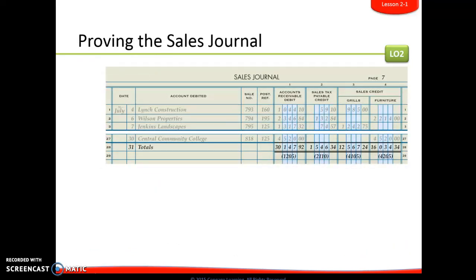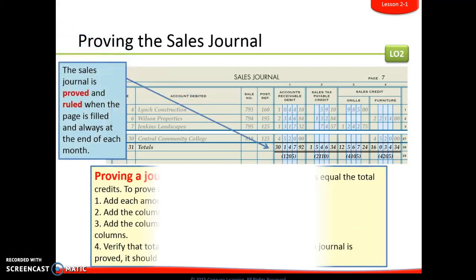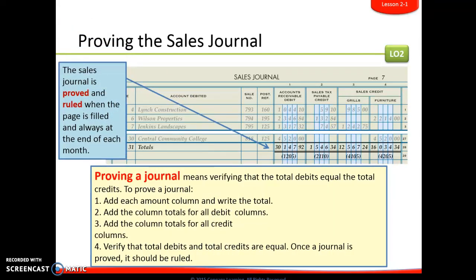Proving the sales journal, this is nothing new either. To prove, we are going to add up each column, sorry, and write the total in that column. We're going to add the debits and make sure that our debits equal our added credits. Okay? Once those are verified, we would double line rule. We want to make sure that we have our date and that we have it labeled as totals as well.